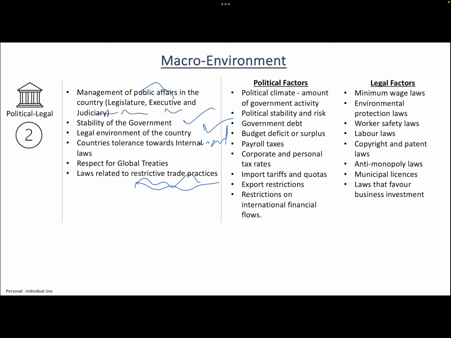Here is a list of political factors and also legal factors. Political factors include political climate, political stability, government debt, budget deficit, payroll taxes, corporate and personal tax laws, import tariffs and quotas, export restrictions, and restrictions on international financial inflows. Legal factors are all related to the law and the law mechanism in the country, whether the law is in favor of business investment or not.